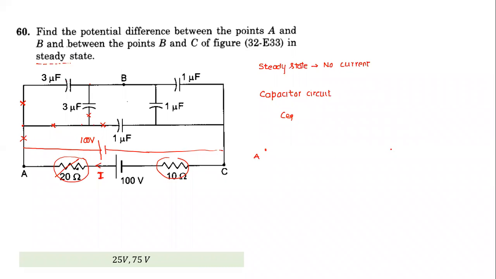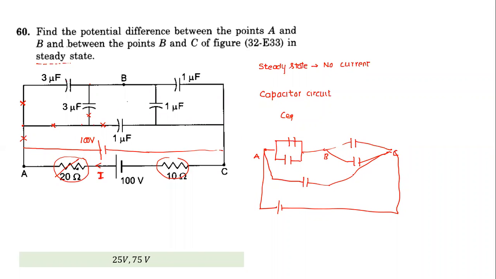I'm again revising some part of capacitors. So point B is in between. These two capacitors are connected between A and B, and these two are connected between B and C. And this one has one end connected to potential A and the other to C. There's a potential difference of 100 volts across A and C. Can we solve this circuit? Yes, we should be able to solve this.